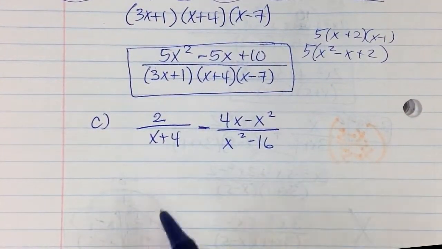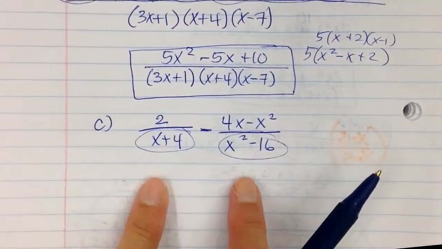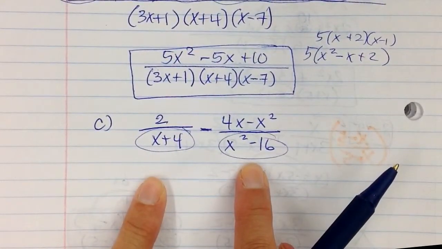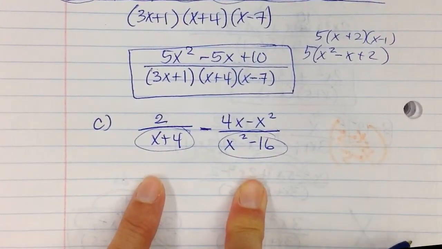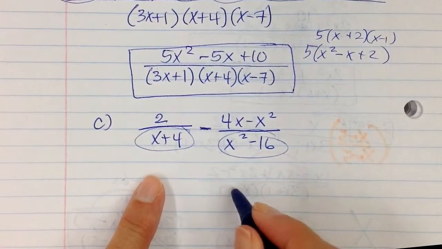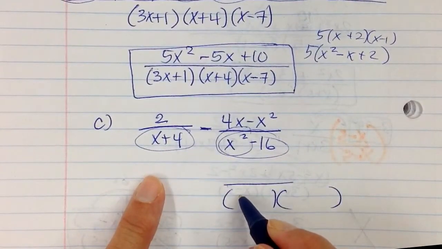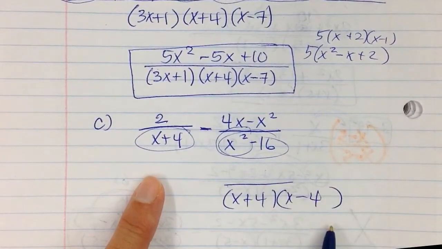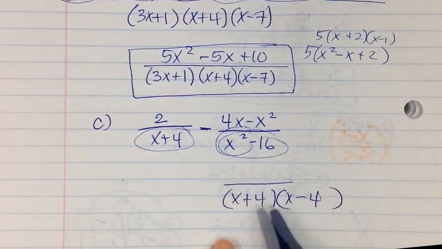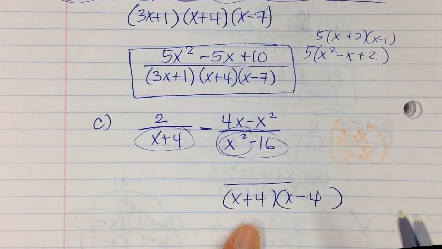Okay. So we want to find a common denominator with x plus 4 and x squared minus 16. This can be factored. Anybody know what x squared minus 16 factors down to? It factors down to x plus 4 times x minus 4, right? X squared goes x times x. The 16, positive 4 times negative 4 is negative 16. It's a difference of two squares, a very special type of problem.